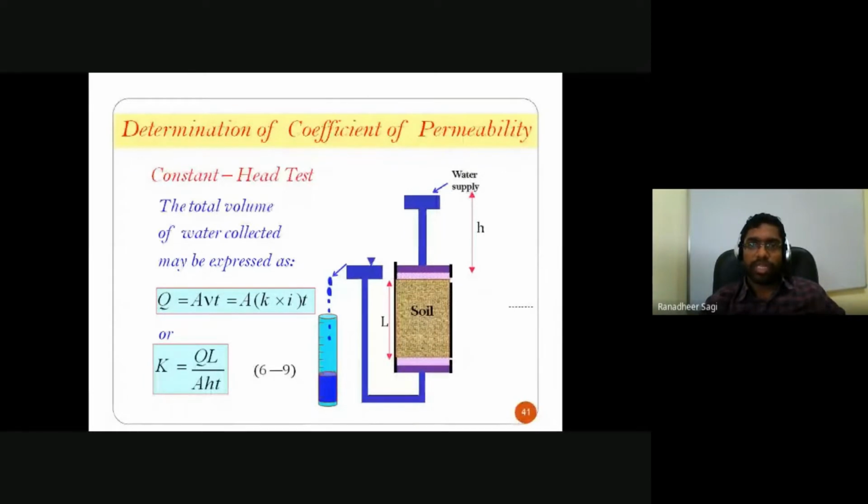So between the upstream and downstream, I have a certain total head difference. Because of this total head difference H, or in fact I can also write it as delta H, the flow is happening through your soil sample. Okay. So due to that total head difference which you are constantly maintaining, continuous flow is happening through the soil sample.